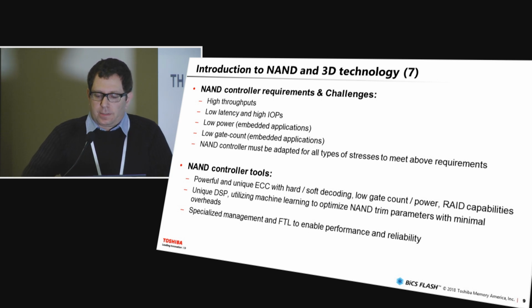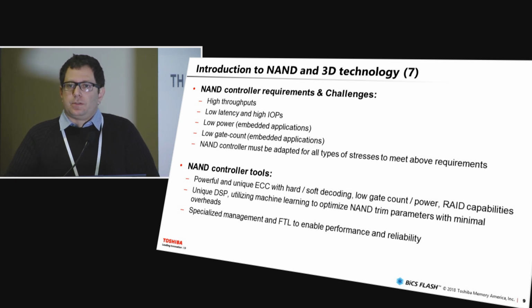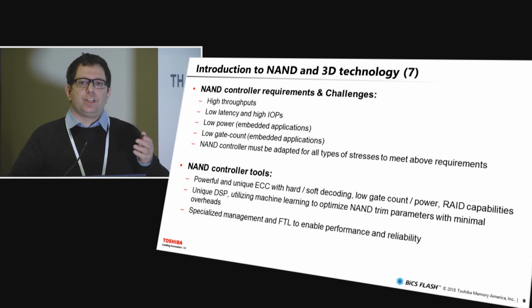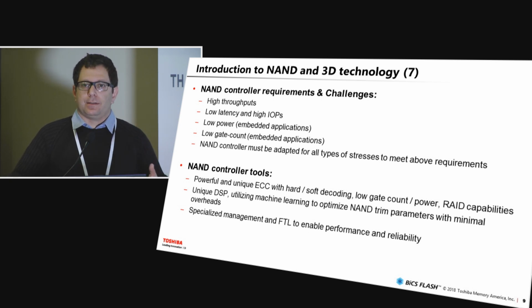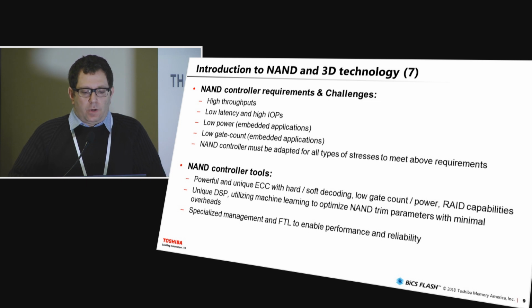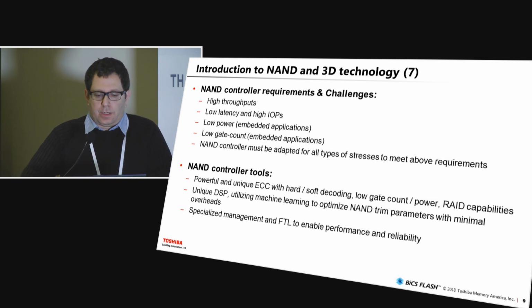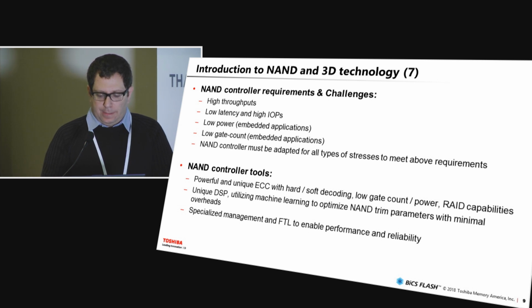And of course, the ECC must support low gate count and low power. It also must have RAID capabilities. In order to optimize the VT location, we also apply unique DSP solutions, utilizing machine learning. One of the reasons we must have a unique DSP solution is there's a cost for each additional read we perform on the system to understand its state. Performance price. And we want to minimize this price. And this is the reason why we apply unique algorithms such as machine learning. And of course, specialized management FTLs to enable performance and reliability.